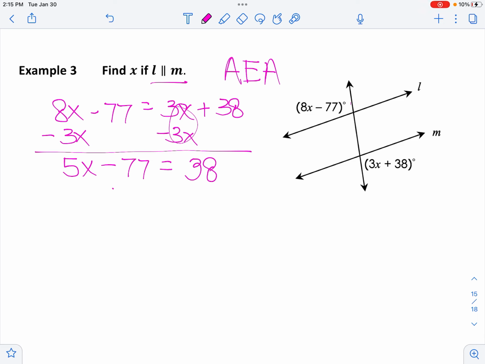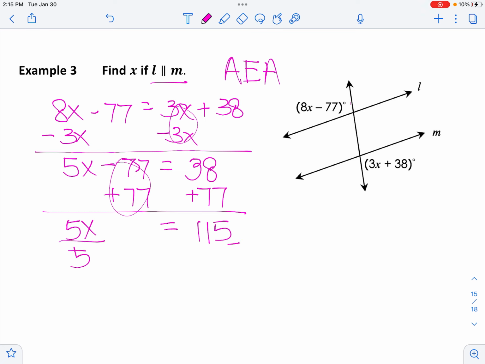Okay, and then add 77 to get rid of that negative 77. Oops, add 77. 5x, this cancels out, equals 115. Okay, and then divide by 5, divide by 5. Type that into the calculator if you need to. That should be 23. And that's my answer. x equals 23.